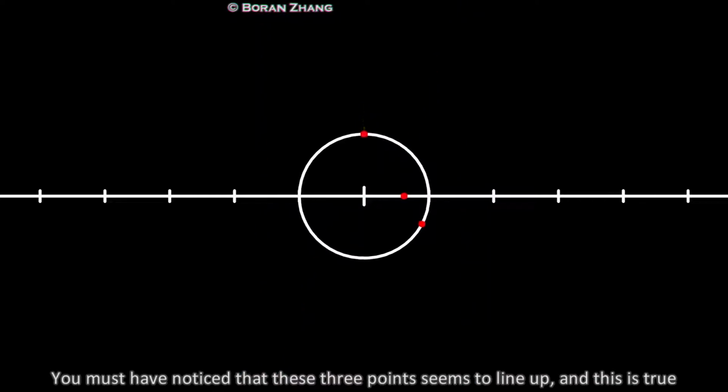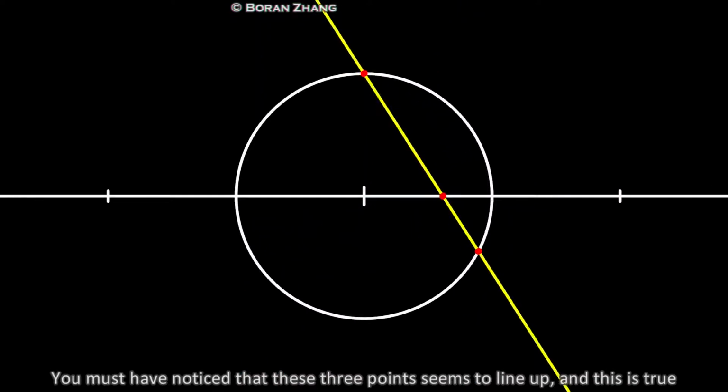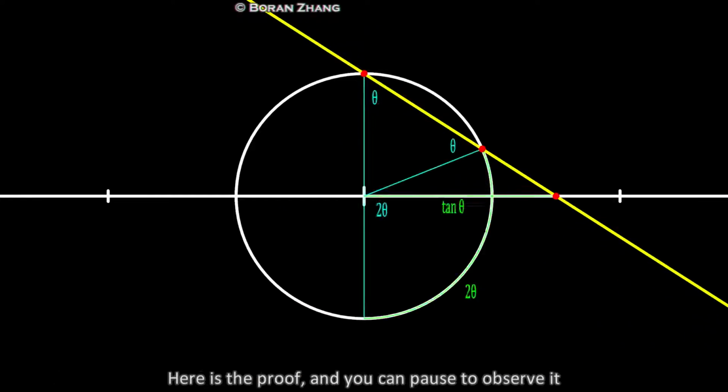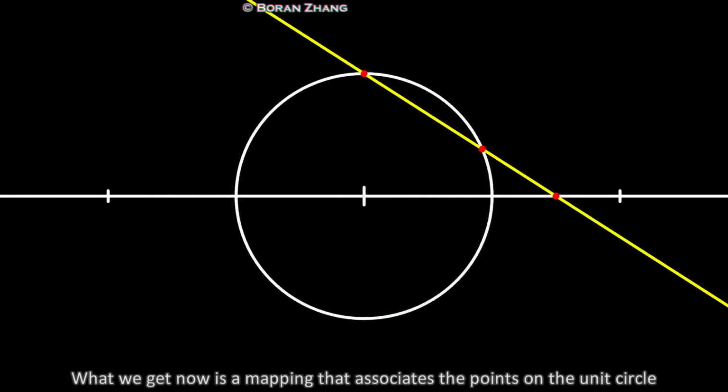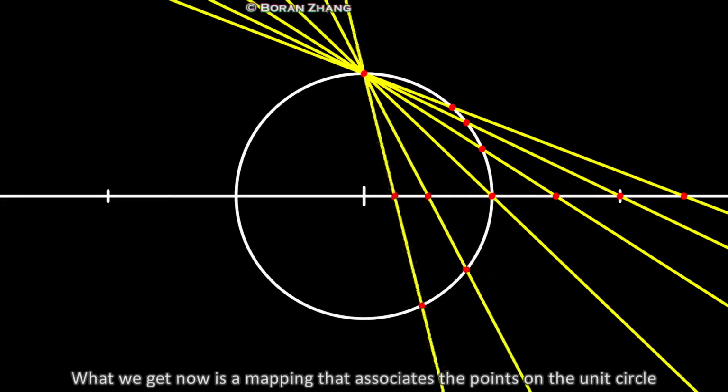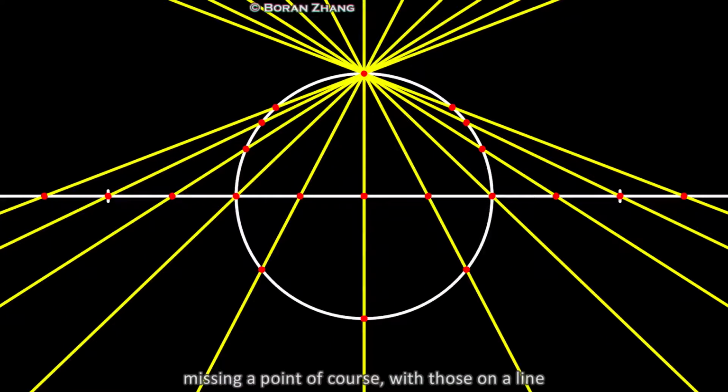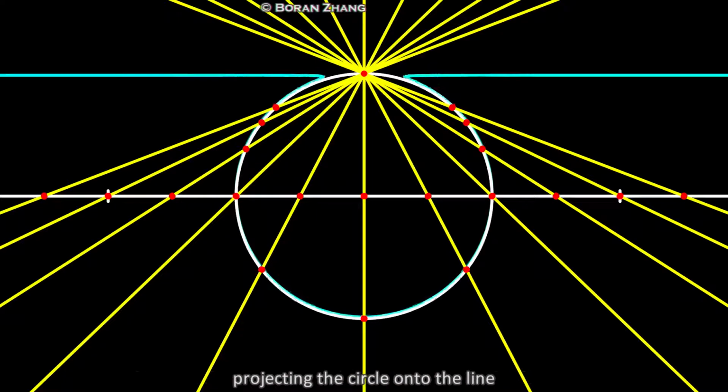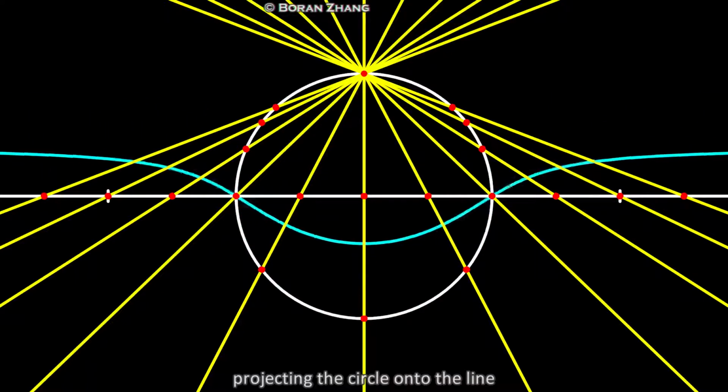You must have noticed that these 3 points seem to line up, and this is true. Here's the proof, and you can pause to observe it. What we get now is a mapping that associates the points on the unit circle, missing a point of course, with those on the line. It seems that there is a light source at the projection point projecting the circle onto the line.